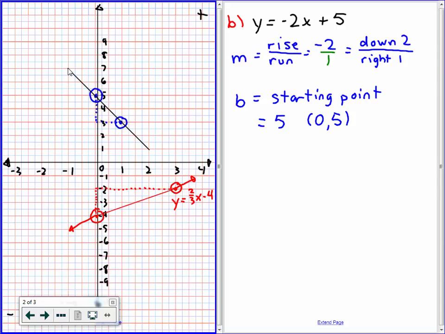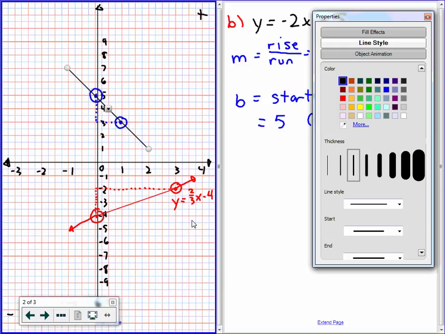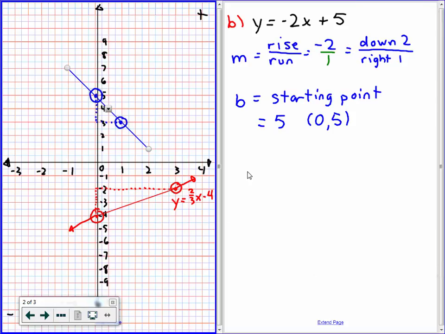Okay. So, let's finish this up here and then we'll go here. Get that blue. Put some arrows. And your title and we're done here, okay? This is y equals negative 2x plus 5. Okay, your graph should look something like this.